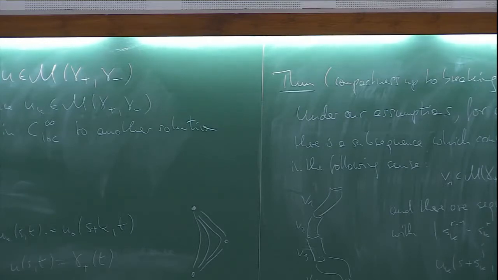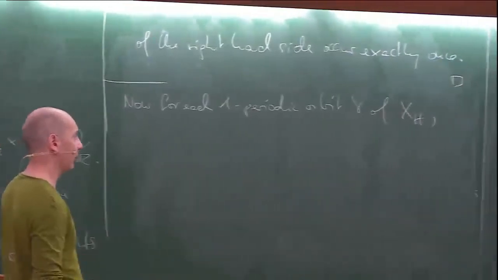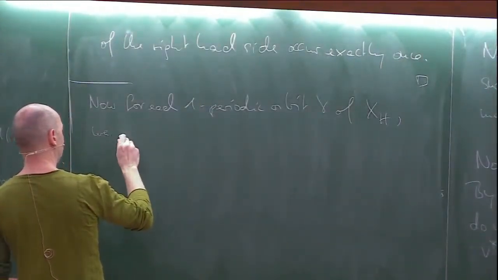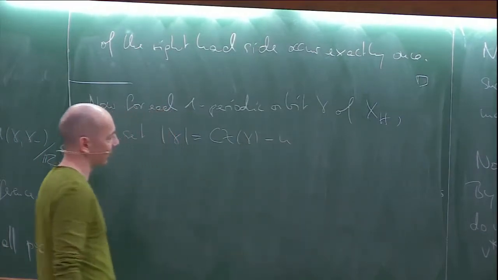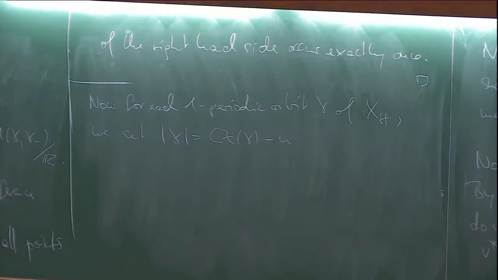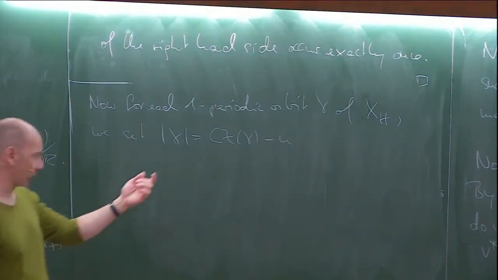All right, still with me? So now we're ready to define Floer homology for this pair H, J. I'm still talking about a fixed H and a fixed J. For each one-periodic orbit gamma of X_H, we set the grading of gamma to be equal to the Conley-Zehnder index of gamma minus n. That's just a convention. At this point you wouldn't see a difference. I could have just used the Conley-Zehnder index, but for later purposes it's convenient to shift.